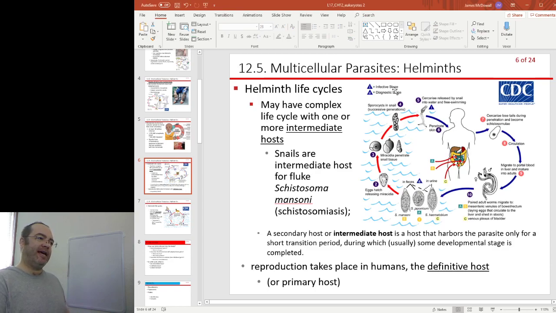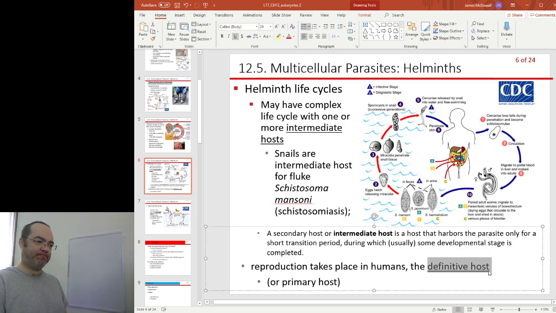So on to slide 6. Life cycles. They can be very complicated. Often a helminth parasite requires multiple hosts. It requires one or more intermediate hosts, and then a definitive host. Let's look at the definitive host first. Probably might be easier to identify. The definitive host is where sexual reproduction occurs. So this is where the eggs are being laid. So take a look at this life cycle.